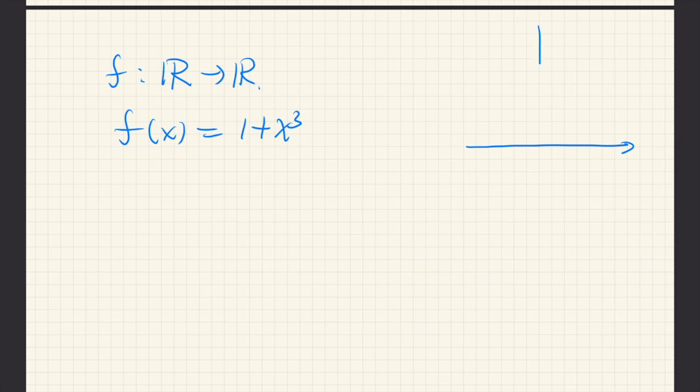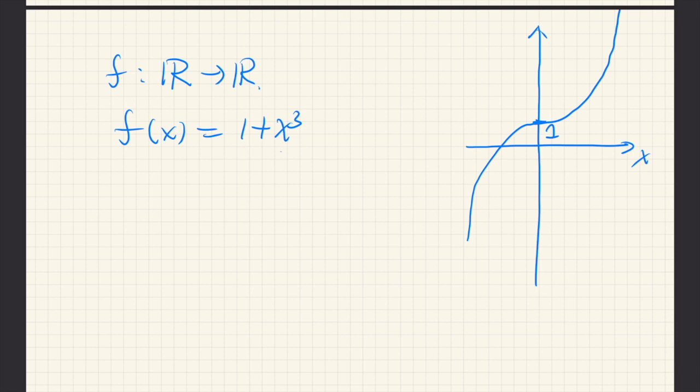Let's consider a few examples. Suppose we define a function from real numbers to real numbers by f of x equal to, let's say, 1 plus x cubed. Can you draw the graph of this function? If you draw it, it should look like this. When x is 0, it's 1. And otherwise, it's just a cubic function, so it should look like this.